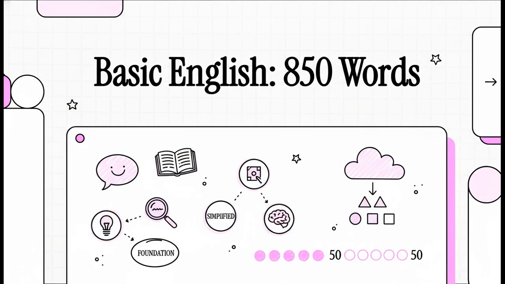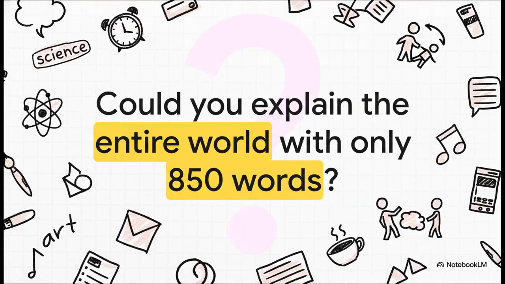All right, today we're jumping into a pretty wild idea. What if you could say almost anything you wanted to in English, but you could only use 850 words? I know, it sounds like a gimmick, but it's a real system called Basic English. And honestly, it might just change the way you think about language itself. I mean, really think about that for a second.